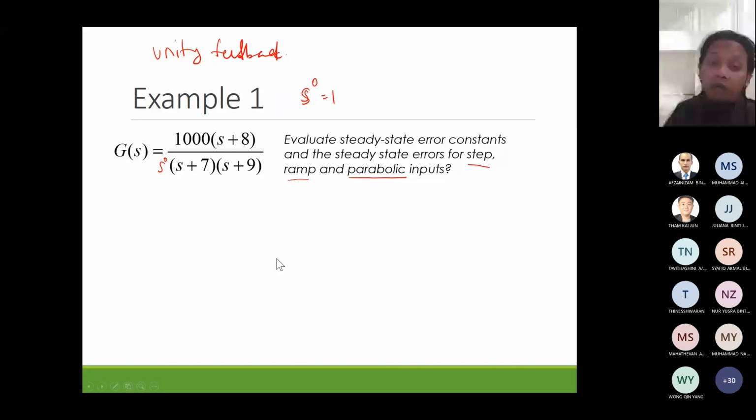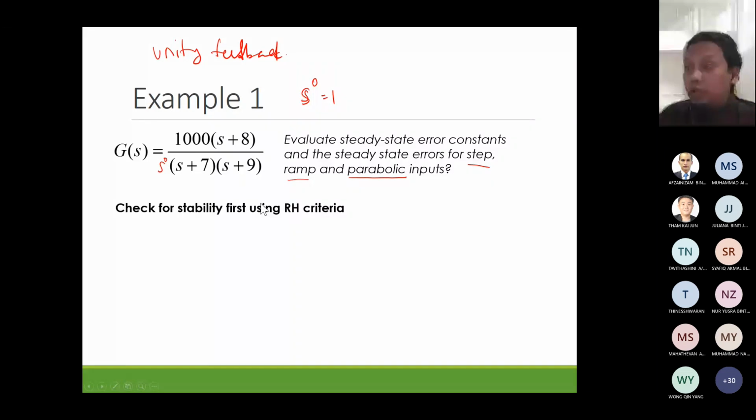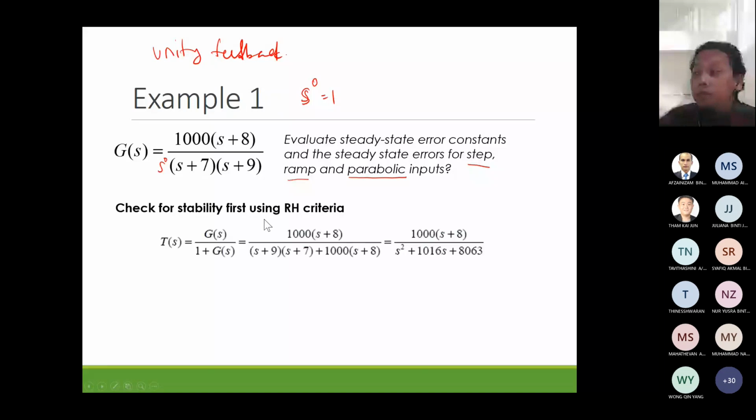But let's look at how to do the analysis here. So firstly, you need to make sure that the system is stable. Okay, so only a stable system has a steady state error. For an unstable system, there will be no steady state error. So you must check first whether the system is stable or not. So this is just a formality. Okay? Formality, you need to check the stability.